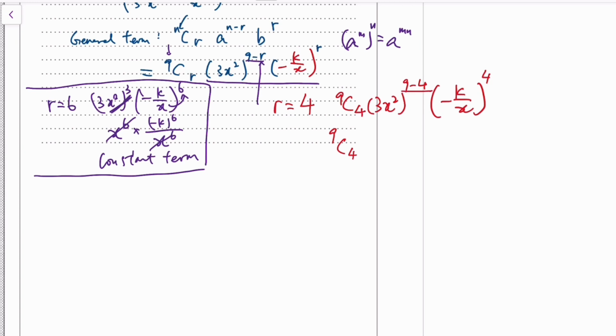So 9 minus 4 is 5. Then here you have x to the power of 10 because you multiply the power. And here you have over x to the power of 4. So x to the power of 10 times 1 over x to the power of 4 would give you x to the power of 6. Okay, so that's why r is 4. 4 works. If you try and error, you basically just try until you get it.